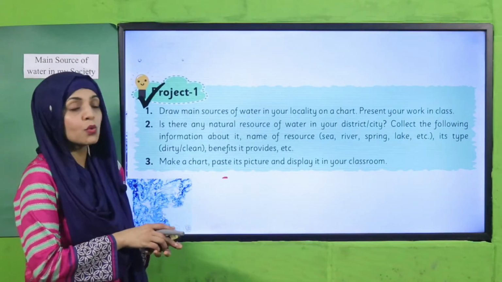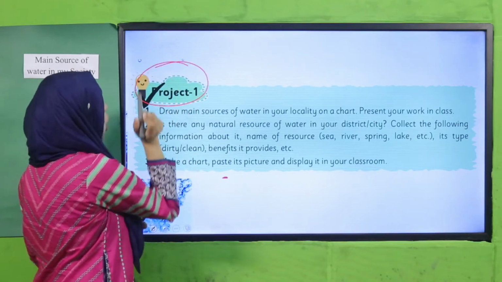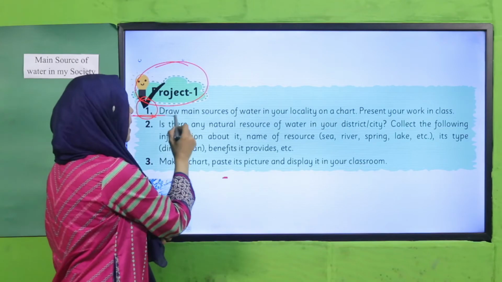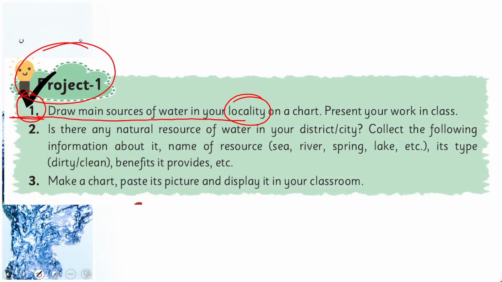So my dear students, now is the time for practice. For practice we will do a project right now. ठीक है, और आज हम इस project का सिर्फ first part करेंगे. Draw main sources of water in your locality on a chart. Present your work in class. आपकी सोसाइटी में या आपके घर के आसपास पानी का जरिया क्या है? कहाँ से आप पानी हासिल करते हैं?